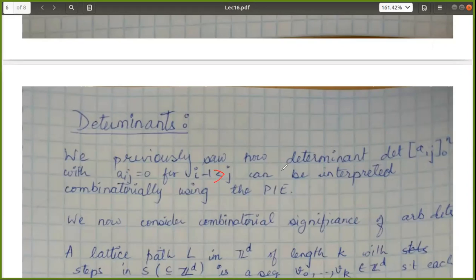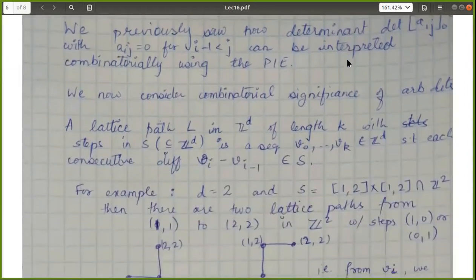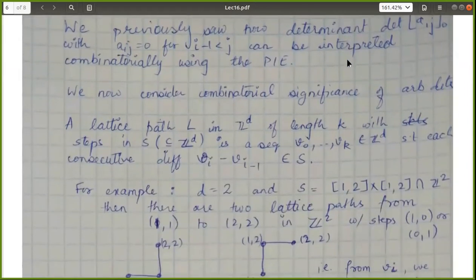So we saw how this was interpreted combinatorially last time using the principle of inclusion and exclusion. Now we will see arbitrary determinants and their significance. First, let us quickly recall lattices, though we are going to deal with this in much more detail in our next unit. But for now, let's see what a lattice is.